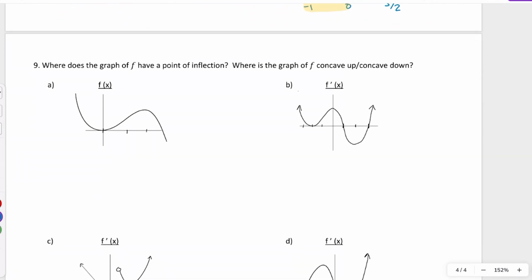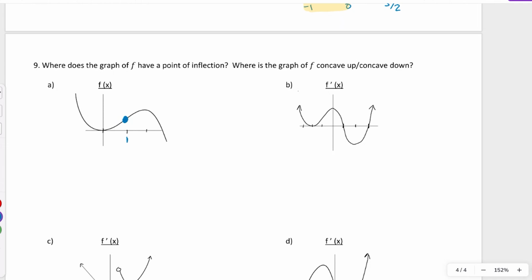Number 9 says, where does the graph of f have a point of inflection? Okay, so that's where the concavity changes. Now, for this first one, we're going to have to just kind of estimate. Okay, it looks like the concavity is changing right here. So we'll just say, for the sake of argument, that yeah, the point of inflection is at 1. It kind of looks like it. We don't have really enough information for sure to say, but I think that's a fair enough guess.